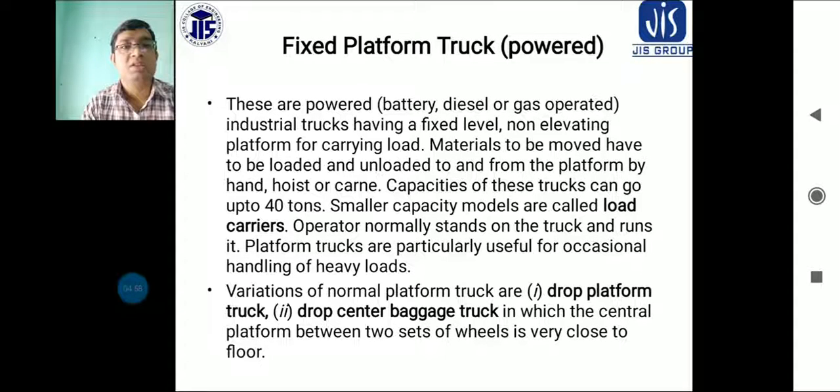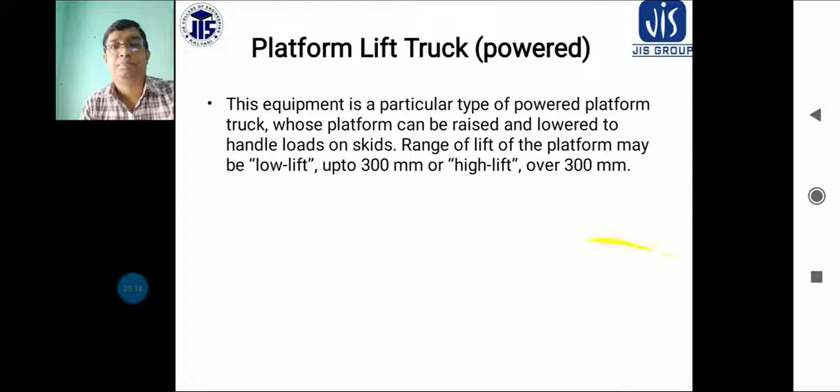The variations of normal platform trucks are drop platform trucks and drop center baggage trucks, in which the central platform between the two sets of wheels is very close to the floor. Then the platform lift trucks: this equipment is a particular type of power platform truck whose platforms can be raised and lowered, to handle loads on skids.